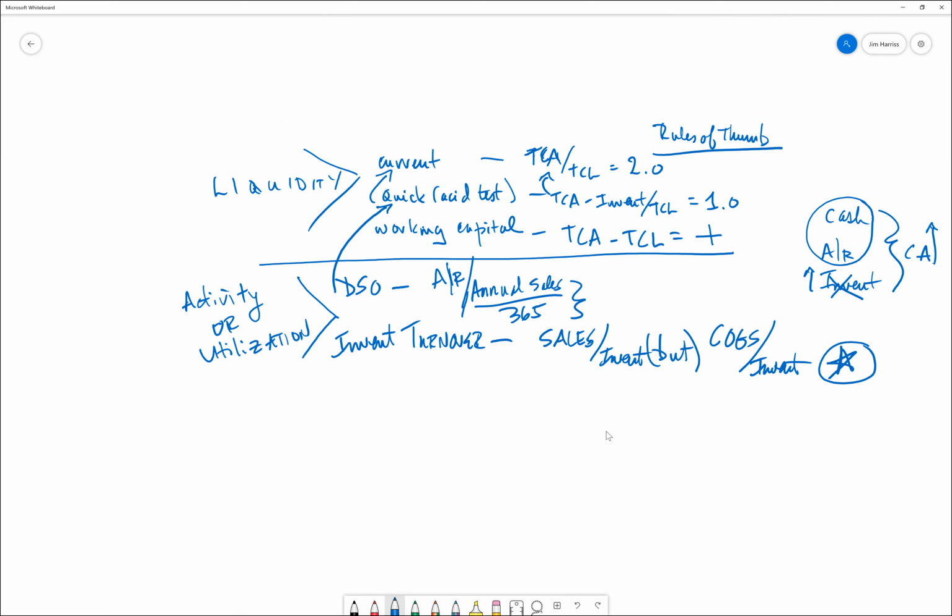All right, then you've got two other ones. This is called your fixed asset turnover.